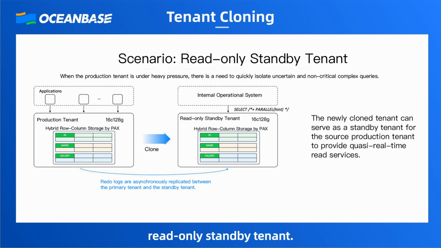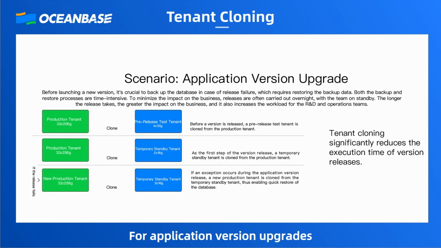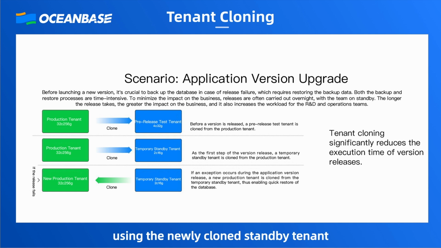For application version upgrades, we can quickly clone a pre-release test tenant based on the production tenant for final pre-release validation before the version is released. Usually, the first step of version release is to back up the database. In version 4.3, this can be adjusted to quickly clone a small standby tenant based on the production tenant. If, unfortunately, there is a problem with the version release, a new production tenant can be cloned using the newly cloned standby tenant, achieving rapid database restore.